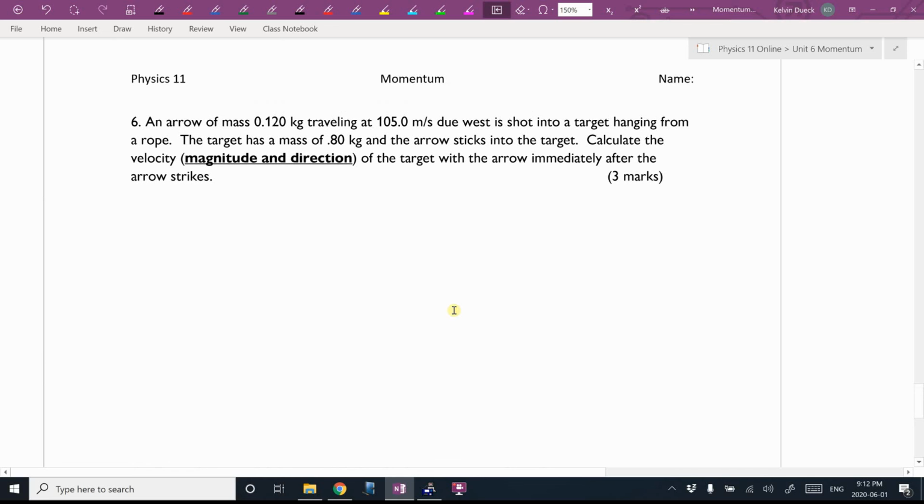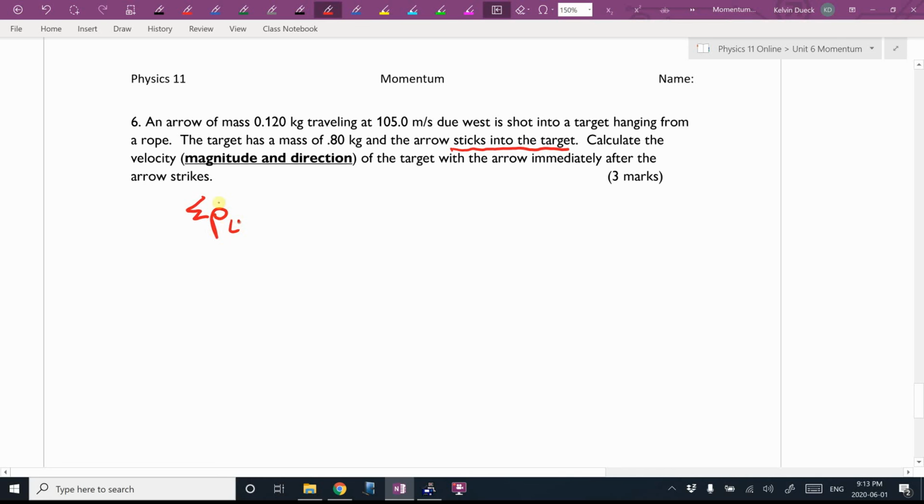Arrow. Ooh, I see 2 objects. I see a target. I see an arrow. I see it sticking. This is a collision. This is going to be conservation of momentum. Oh, but they stick together. They stick together. So this is an inelastic collision.